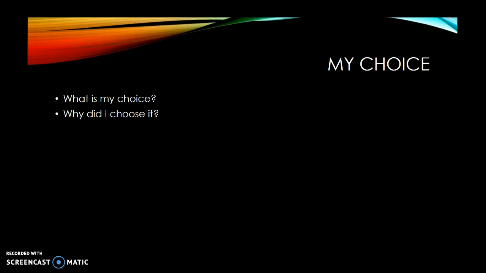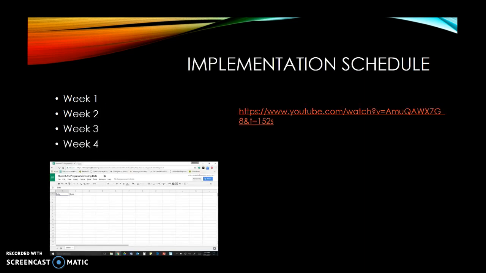And then there's also independent work time on days that I have to do assessments that, again, they could be doing their blogging, which I thought would be a really great way to integrate that authentic writing piece. So here's our schedule. We came up with a 4-week implementation schedule.